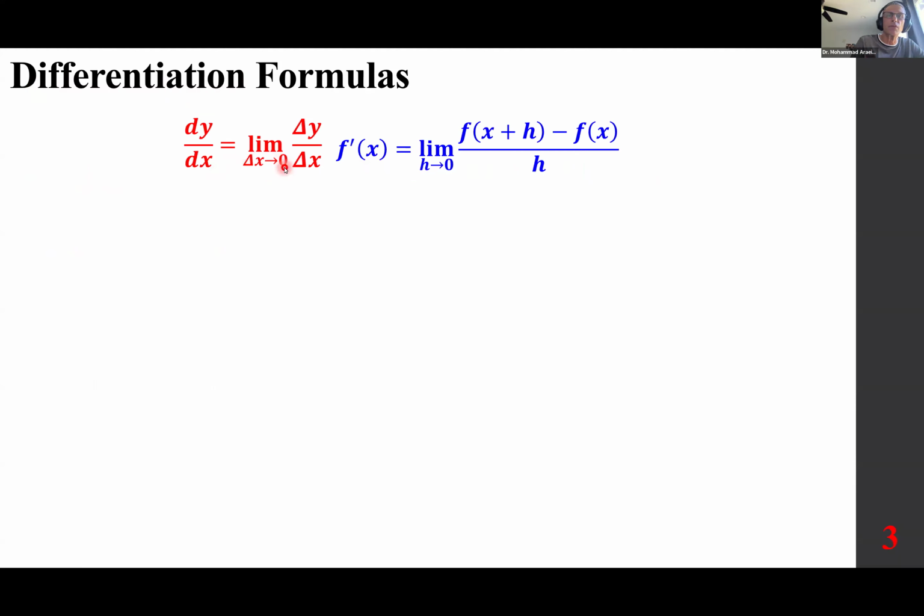dy/dx is the limit of delta y over delta x as delta x approaches 0, or f prime of x is the limit of f of x plus h minus f of x over h as h approaches 0. Definition of e is the limit of (1 plus 1 over n) to the power of n as n approaches infinity, or e is a number such that the limit of e to the power of h minus 1 over h as h approaches 0 equals 1.